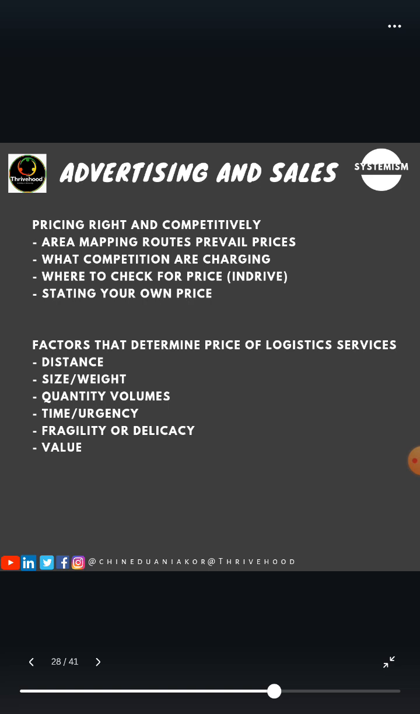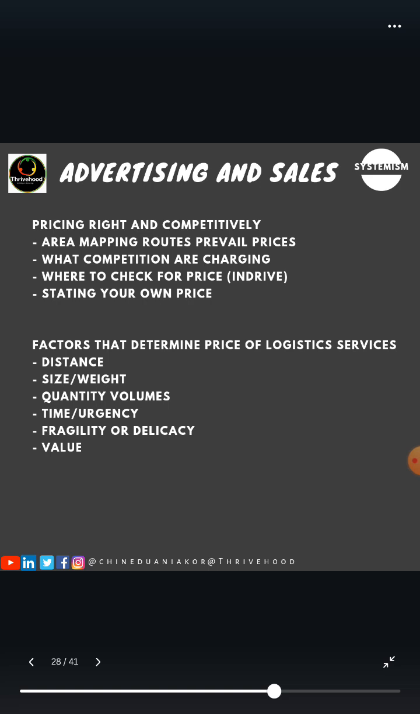If you are operating with prospective clients that are within the same location, they might well be aware of the prevailing prices of logistics services for probably dispatch, door-to-door delivery, and all that. So they can compare prices with others. So you need to be very careful that you don't overprice or underprice your services, so that you can stay in competition, so that you can stay in business.